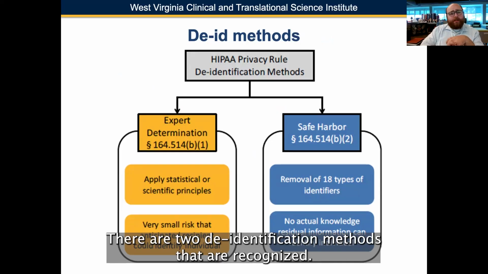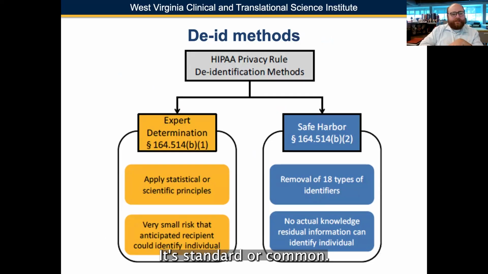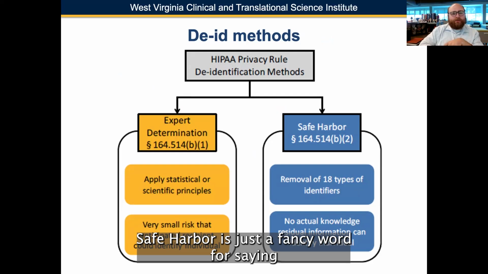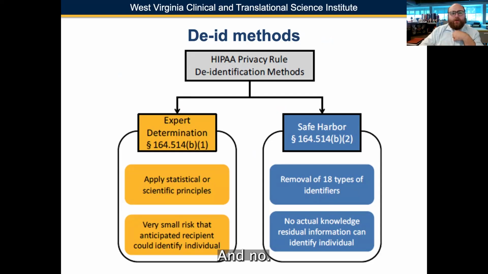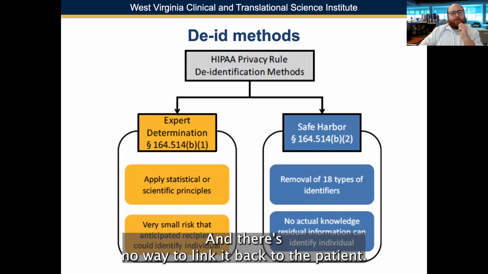So there are two de-identification methods that are recognized as standard or common. Safe harbor is just a fancy word for saying we remove all of those 18 identifiers from the data set, and there's no way to link it back to the patient.